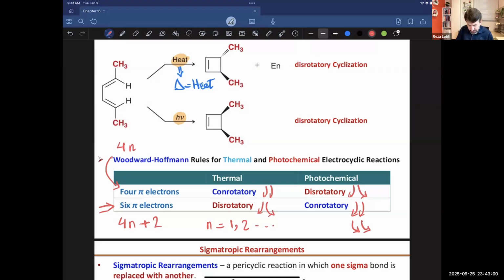conrotatory. And I can use the same thing for 4n again, say n is 1, 2, and if I put 2, I get 8 electrons. So that's going to follow the first pathway, and it depends on the condition. If it's thermal, it will be conrotatory, and if it's photo, it will be disrotatory.